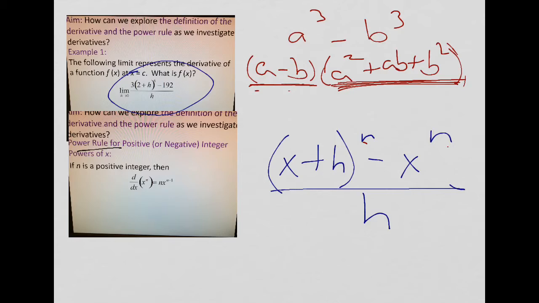So I bring this up because if you have a to the n minus b to the n, okay, and a to the n, I need more space, sorry.